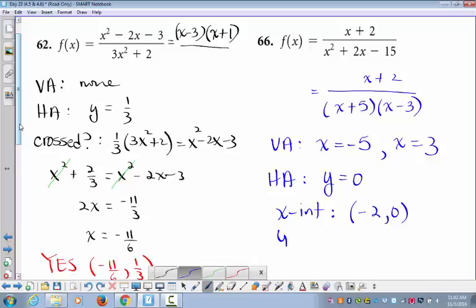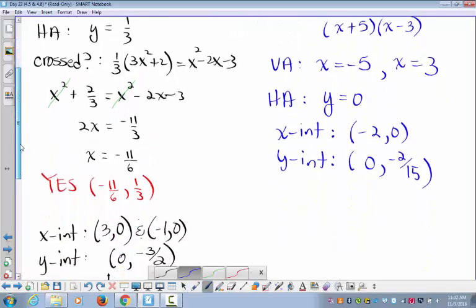And then your y-intercept, that's where you plug x equals 0 when you're finding your y-intercept. And minus 2/15. So that's everything we need to know.